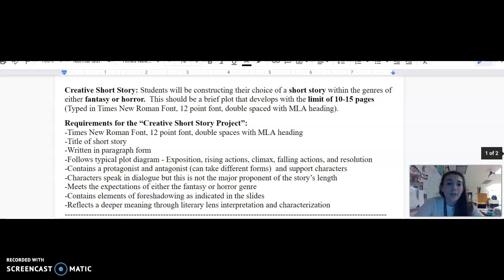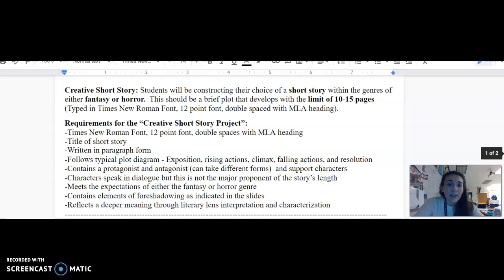I will have an example of what MLA heading looks like, but at this point, I feel like you should be pretty comfortable with MLA heading. Alright, so requirements. Times New Roman, 12-point font, double-spaced with MLA heading. Already said that, but that is a requirement. It needs to have a title for your short story. It needs to be written in paragraph form. So you can include dialogue, that is perfectly fine, and you would set up dialogue in an MLA format as well, and I will include an example of that on Schoology.